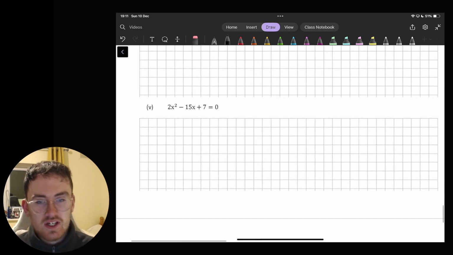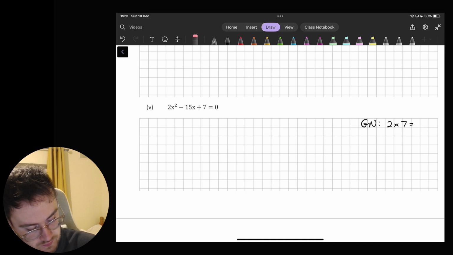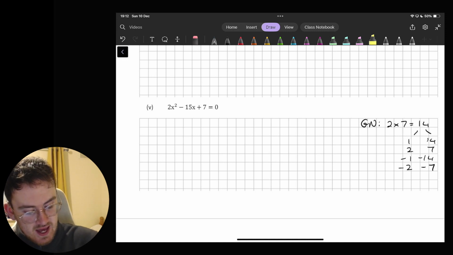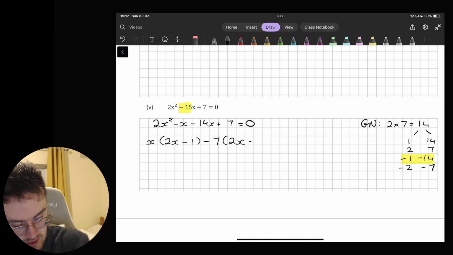Okay, so following the same steps the entire way down. Let's just look at one more, the last one here. That's just going to change how I get my guide number. My guide number here is 2 multiplied by 7, which is 14. So 1 and 14, 2 and 7, minus 1 and minus 14, minus 2 and minus 7. I have to get minus 15, so it's going to be minus 1 and minus 14. So 2x squared minus x minus 14x plus 7 equals 0. Here I'm taking out a factor of x, which gives me 2x minus 1, and minus 7 gives me 2x minus 1. So I get (x minus 7)(2x minus 1).